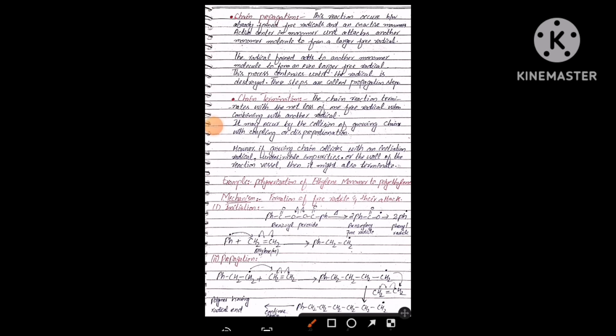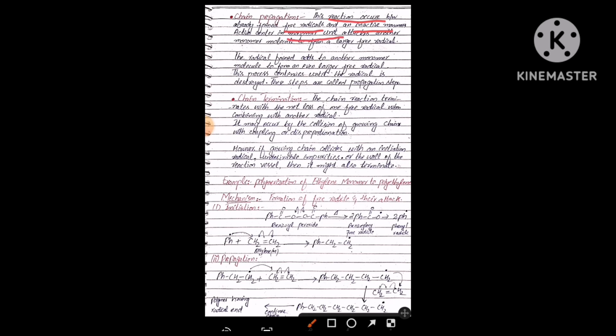The second step is chain propagation. This reaction occurs between an already formed free radical and an inactive monomer. Students, in the first step we generated a free radical which attacks a monomer, and now in chain propagation the earlier chain will grow in this step. So this reaction occurs between already formed free radicals and inactive monomers.